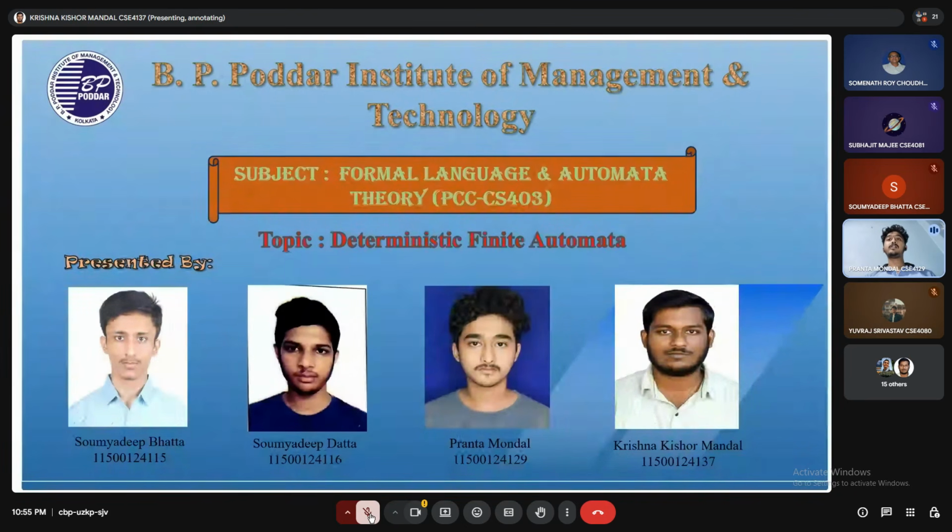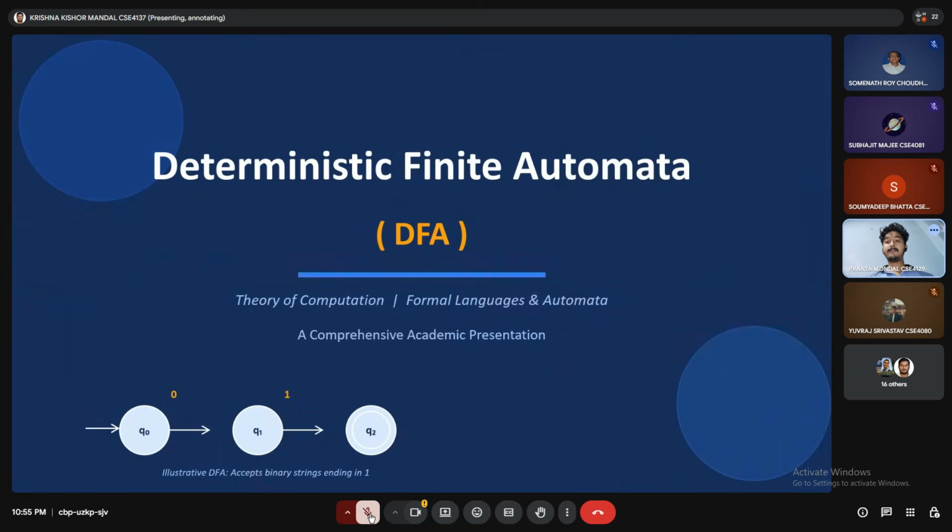Today, my team and I are here to present our project on deterministic finite automata, or DFA. This is a core concept in the subject of formal language and automata theory. Krishna, next slide.